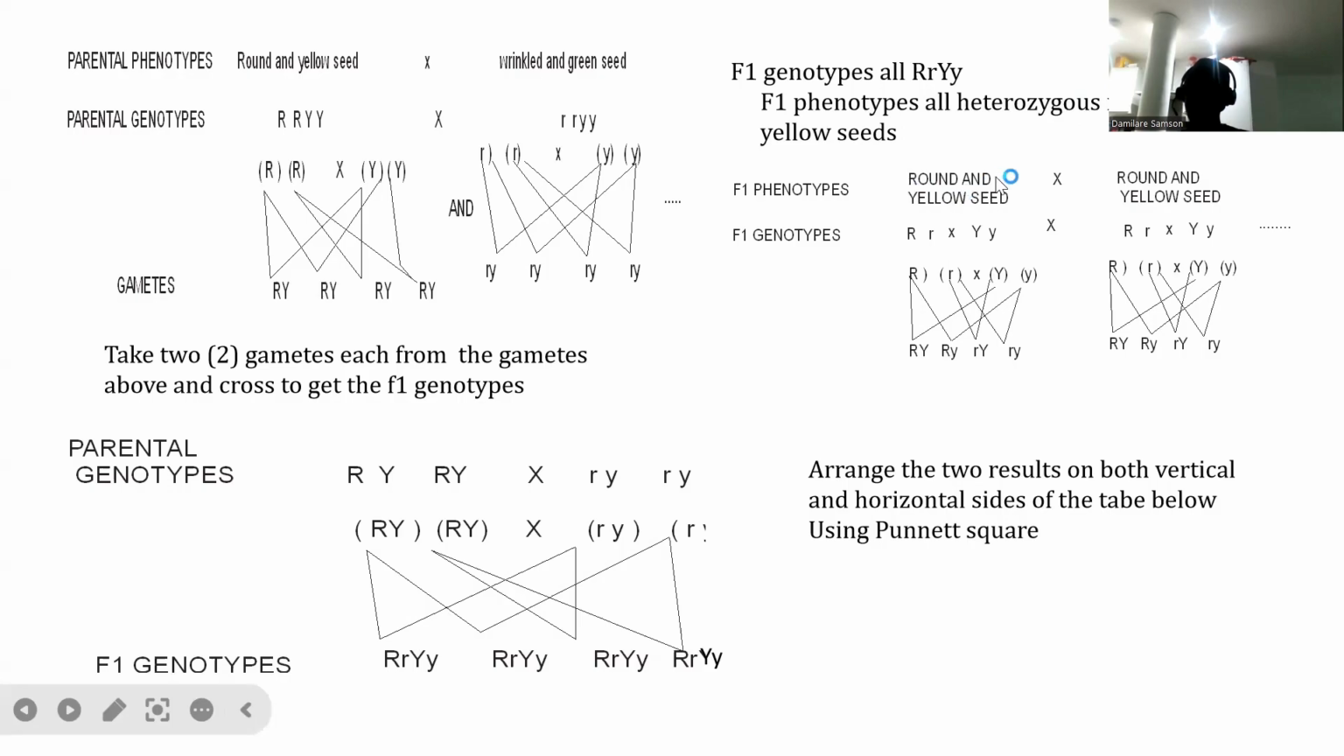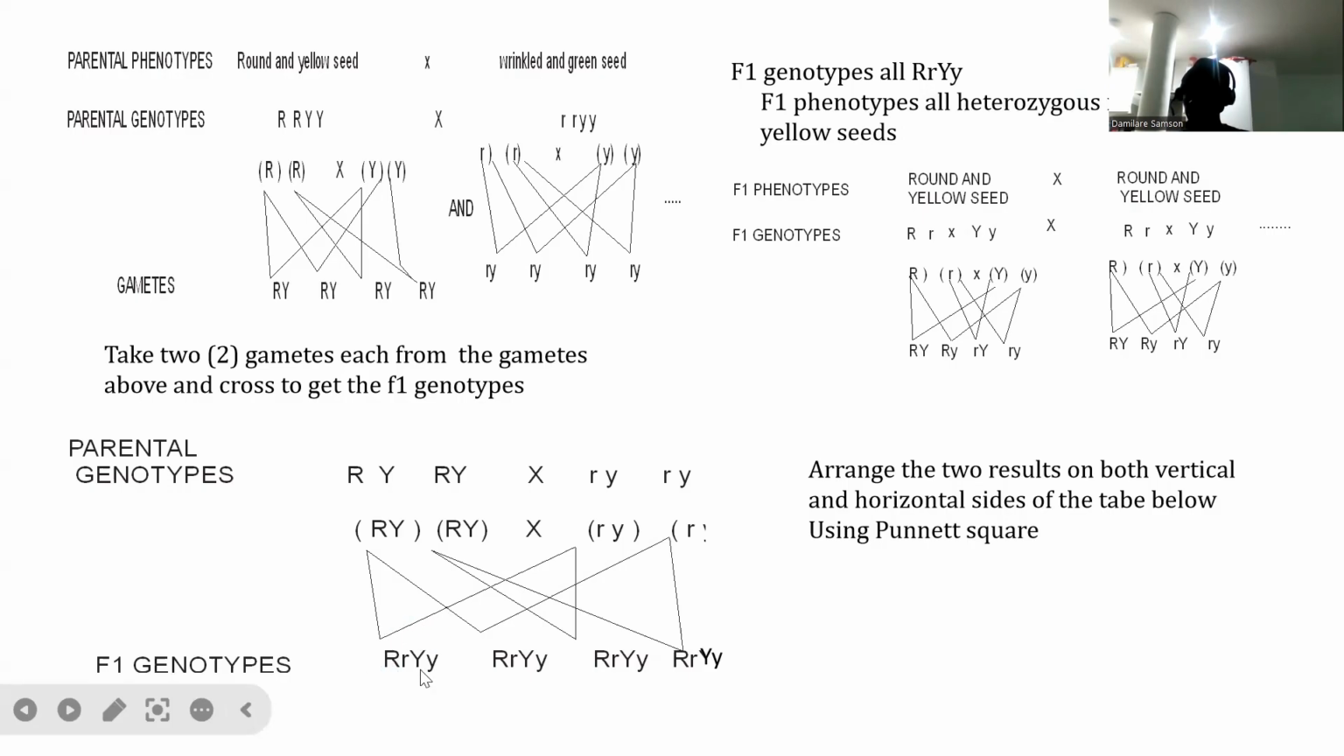That's what we move here. Round and yellow seed, round and yellow seed. But remember, that is the phenotype. So the genotype will be what? Heterozygous. Capital R, small r, capital Y, small y. Are you getting me? So this is the genotype.